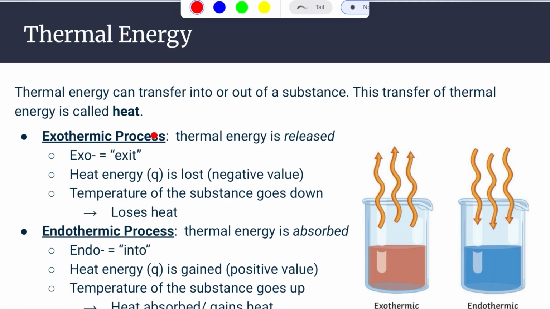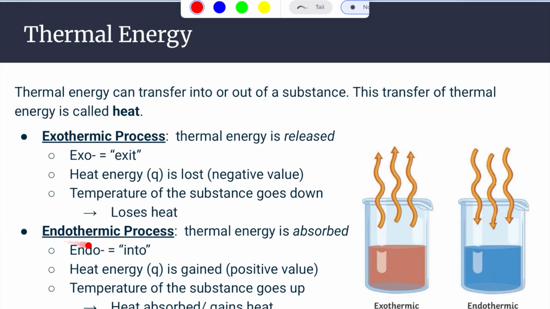So, an exothermic process, that thermal energy is released, exo being exit. And so heat energy, which we use the variable Q for, heat energy is lost. So it would be a negative value for the heat energy of that substance. And the temperature of the substance is going to go down.